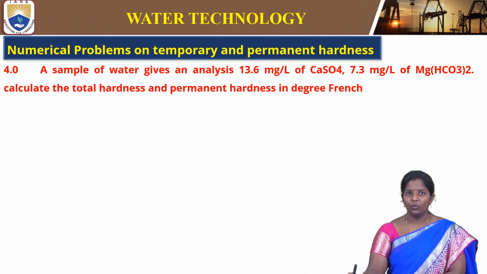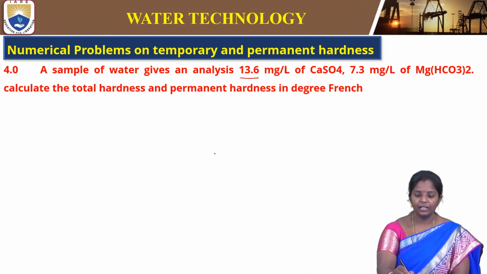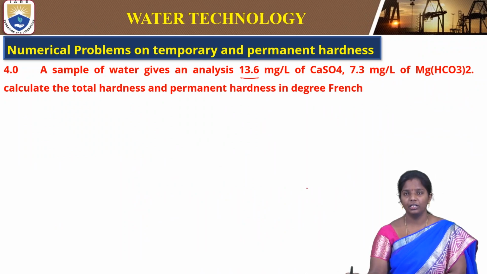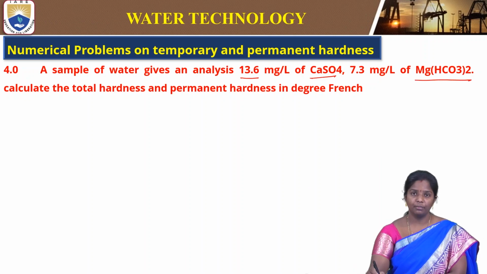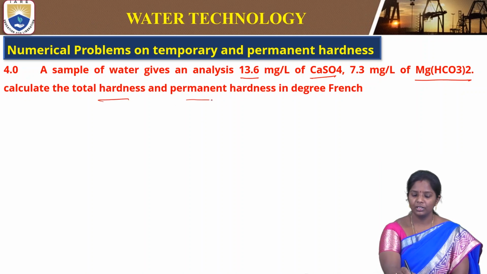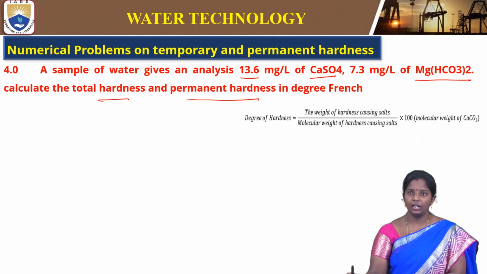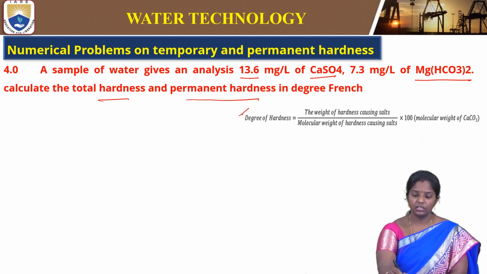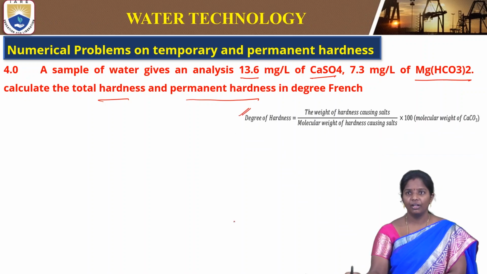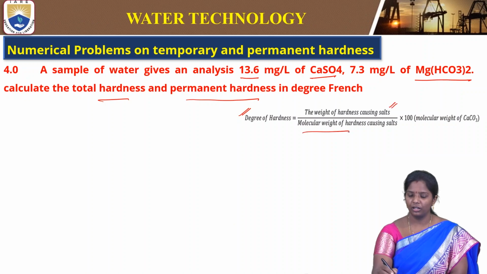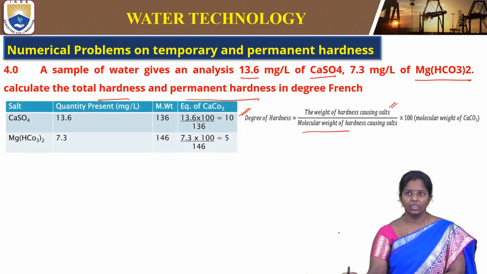Next, a sample of water gives an analysis like 13.6 milligram per liter of calcium sulfate and 7.3 milligrams of magnesium bicarbonate. Now calculate the total hardness present and the permanent hardness present in degree French. So what are the salts that are causing permanent and temporary hardness? We should have an idea. Then use this formula: degrees of hardness is the weight of hardness causing salt divided by molecular weight, into 100, to obtain it in the equivalence of calcium carbonate.